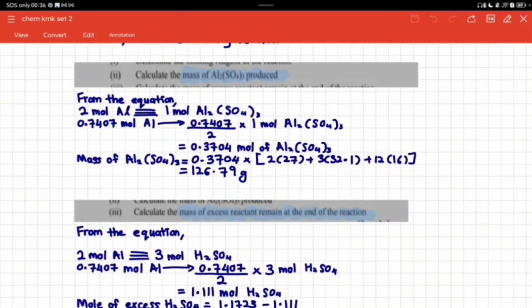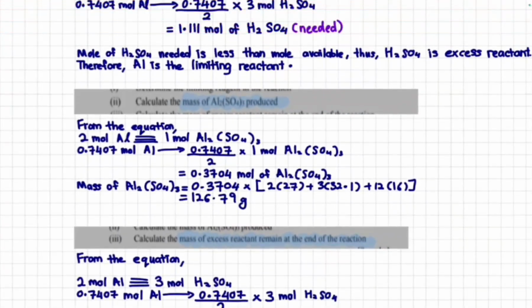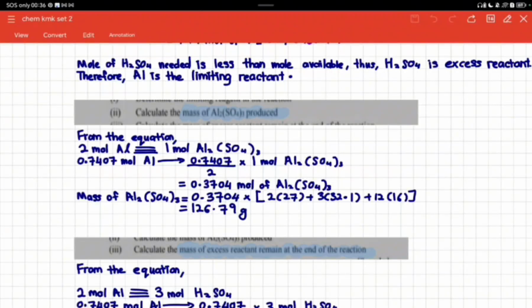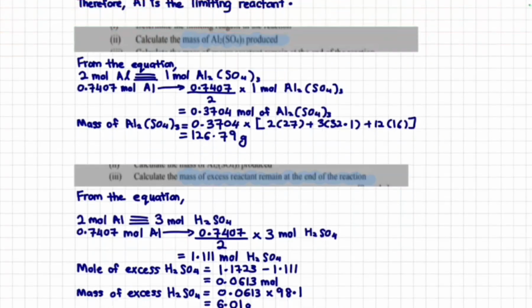So this is the mole that we already counted just now, which is the number of moles given of aluminium, divided by 2, which is the number of moles of aluminium, and times 1 mole, which is the number of moles of aluminium sulfate, and we get the number of moles for aluminium sulfate. Why do we need to determine the number of moles of aluminium sulfate? Because the number of moles times the relative molecular mass of aluminium sulfate gives us the mass of aluminium sulfate, which is 126.79 grams.